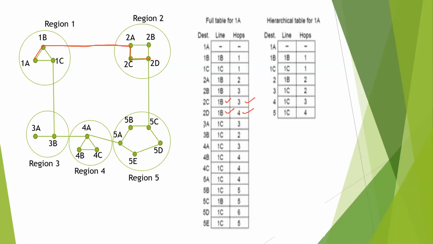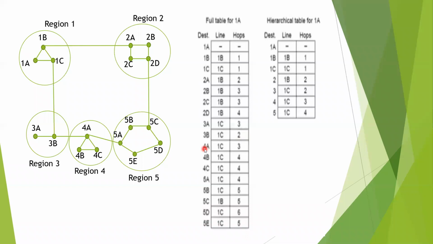Similarly, to reach 3A, I have to make use of 1C. Because if I'm making use of 1B, I will reach region 2. I will not go to region 3. So I have to make use of 1C. Directly I'll be reaching 3B, then 3A. So if I want to reach 3A, how many hops will I be using? 1, then 2, then 3. That's why 3A is 3 hops. Similarly, 3B will be 2 hops.